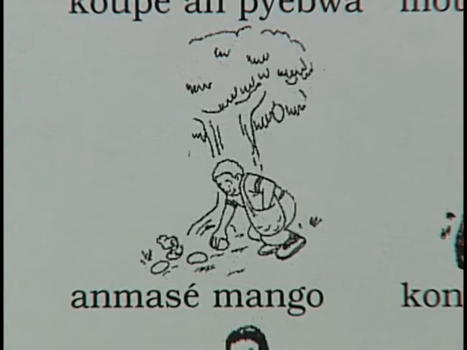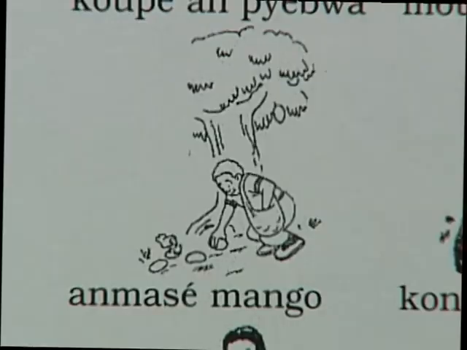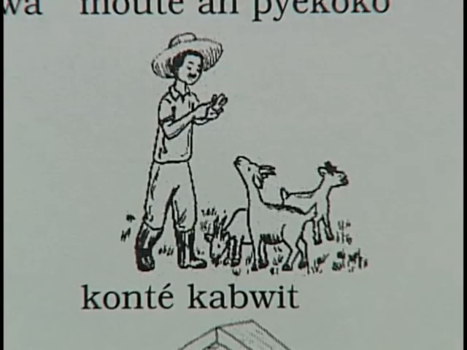Ika amasse mango ada. Mango, un sac, in a bag. Ika amasse in a sac? Ika mette ada sac. Okay. Ika mette mango ada un sac. Si mango a ki ika amase. Ika amase mango e ki ka mete yade an sak. No. Ika konte kabuit. No.